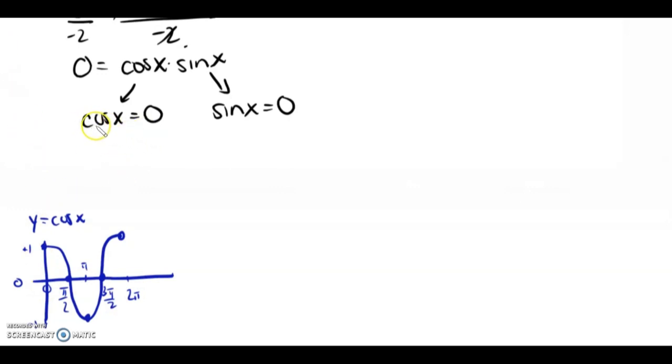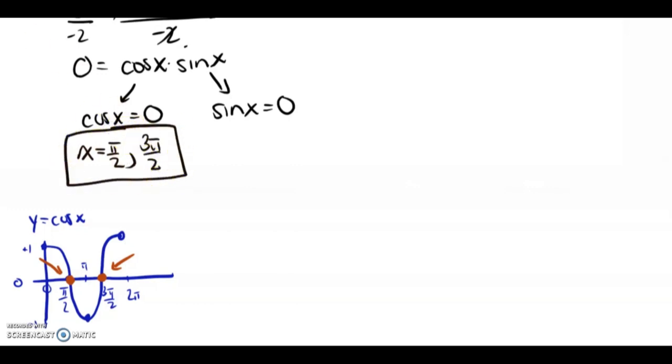So we are looking for when cos x equals 0. So we're looking for when this curve equals 0. That occurs here and here. So there are going to be 2 solutions here: x equals pi by 2 and x equals 3 pi by 2. So 2 solutions for this factor.